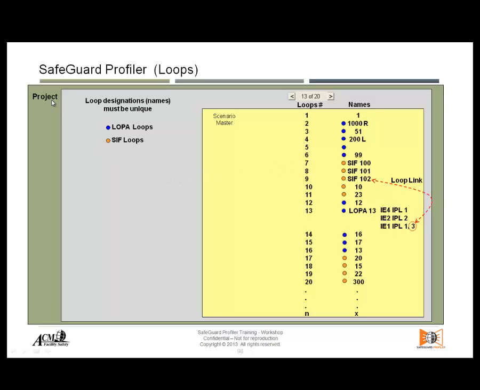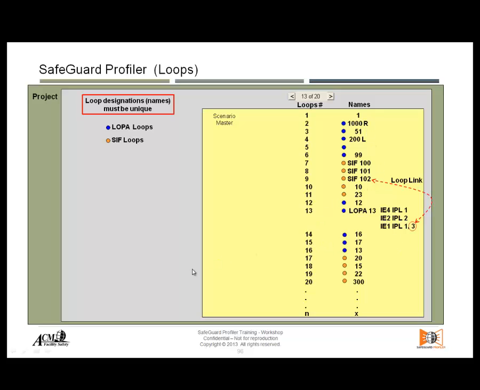So again, this would be a graphical representation of your project. Again, we have to be careful that loop designation names must be unique, whether they are your LOPA loops or safety implemented function loops. They are all together inside SafeGuard Profiler in no specific order. As soon as you create them, they become available. We don't have any influence on this order. It's the software that is taking care of the regrouping or reordering of these modules, or instances of layer protection analysis and instances of safety implemented functions.